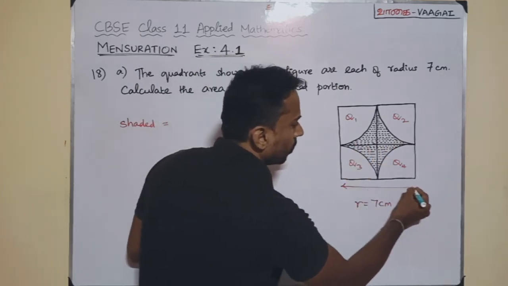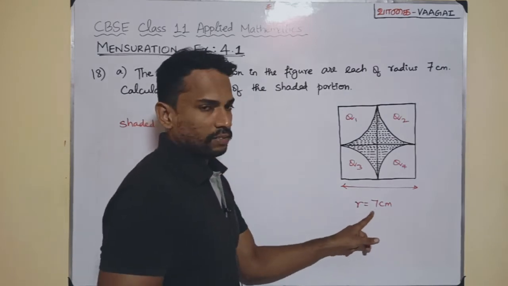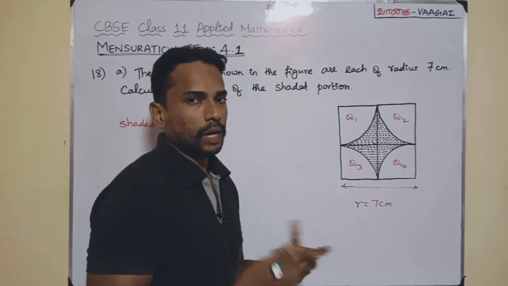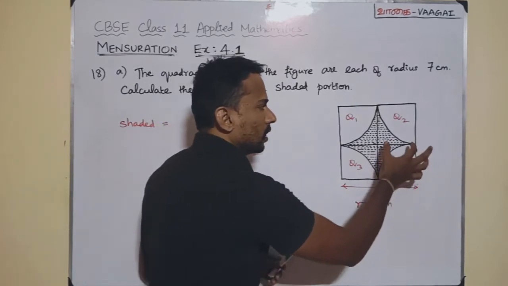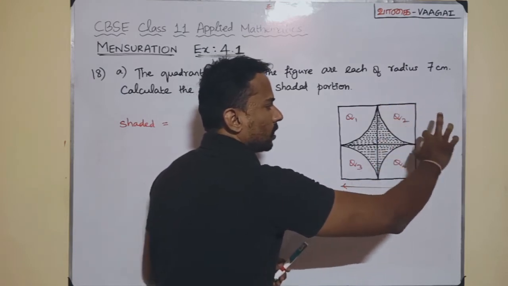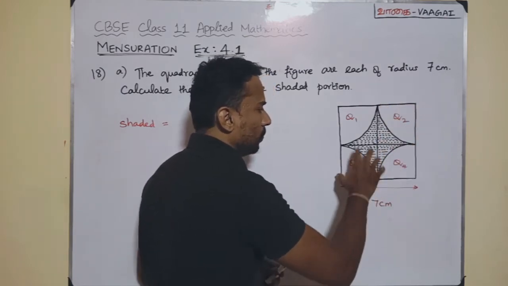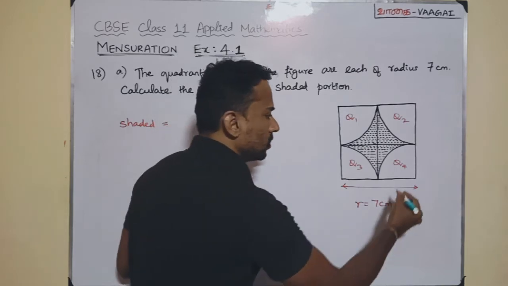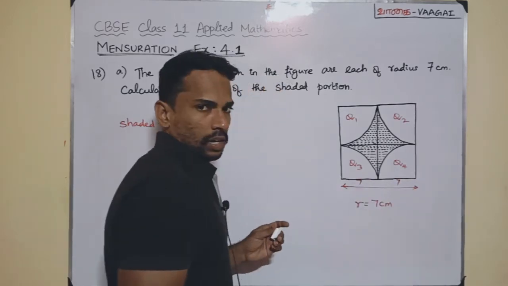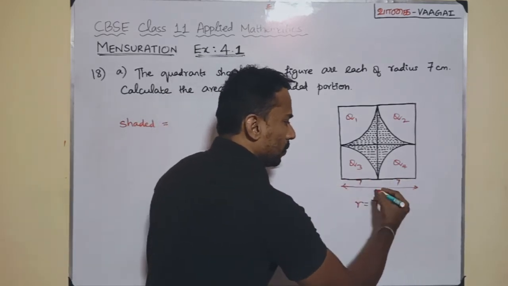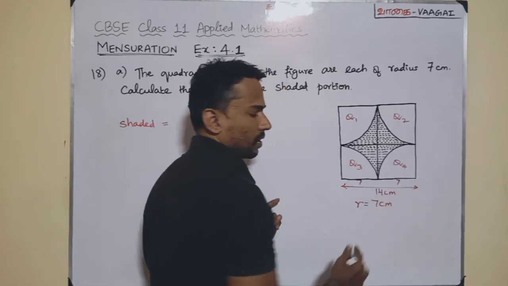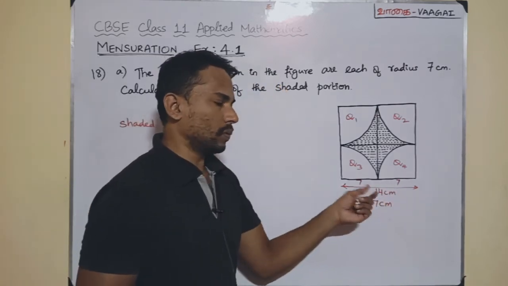Now what about the side of the square? We can tell. Each quadrant has radius 7 centimeter. That means this radius, what is drawn here, each of them will be 7 centimeter. That means this is 7, this is 7. That means this full side will be 14 centimeter. It's very clear. So side of the square is 14 centimeter.